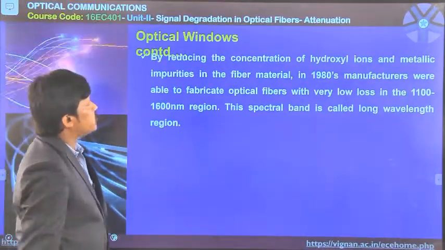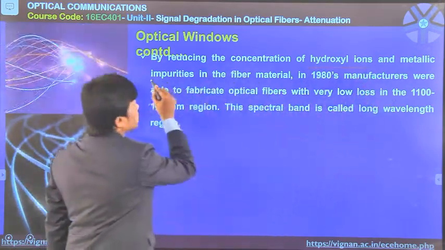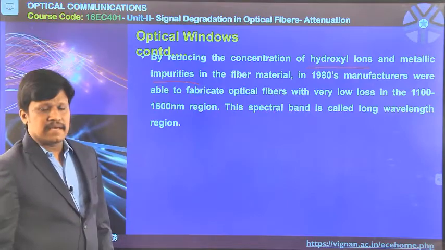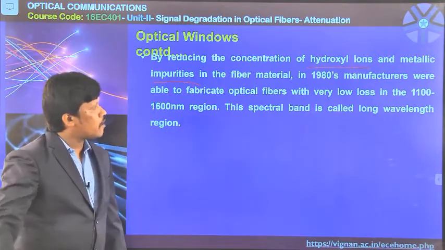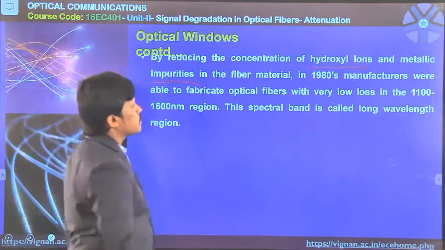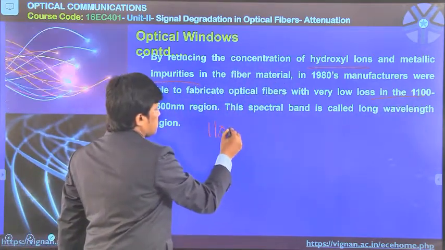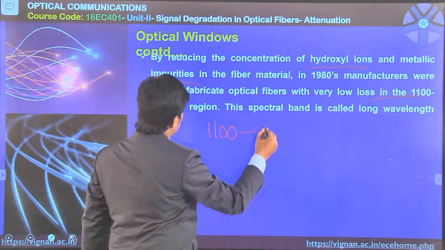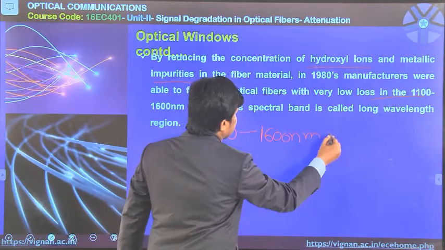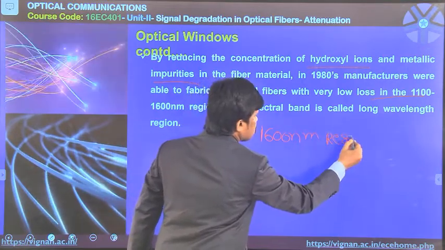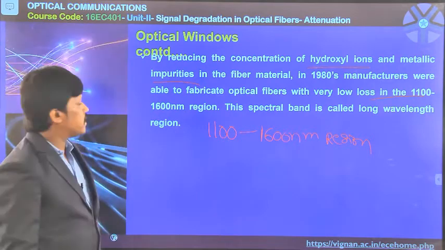By reducing the concentration of hydroxyl ions and metallic impurities in the fiber material, in the 1980s manufacturers were able to fabricate optical fibers with very low loss in the range of 1100 to 1600 nanometer region. This spectral band is called the long wavelength region.